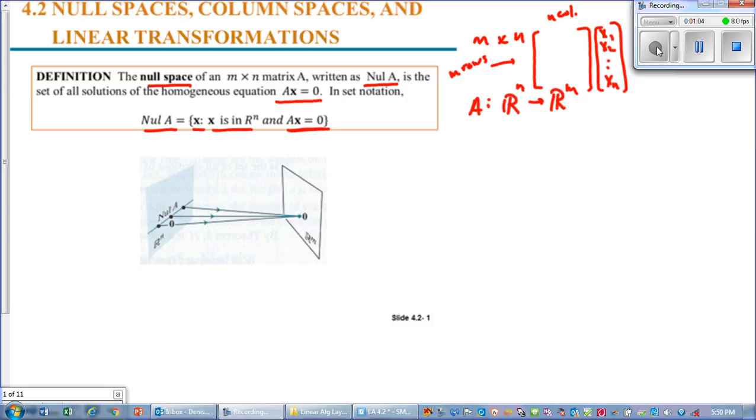So the null space of A is the set of all vectors in Rn so that Ax is equal to 0. Geometrically, this is Rn, that's our domain. There's a set of vectors, denoted by this line here, called the null space. Those are all the vectors in Rn that when you multiply them by A, you end up getting 0 for the answer. So all of these are being mapped to 0. If the null space is more than one single vector, then this will not be a one-to-one transformation.